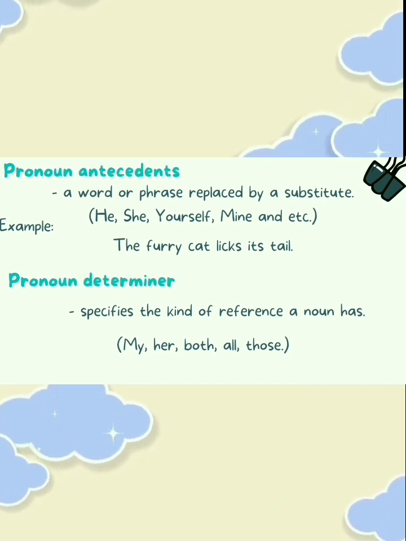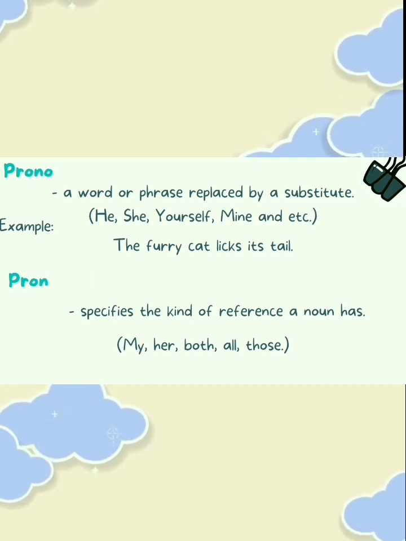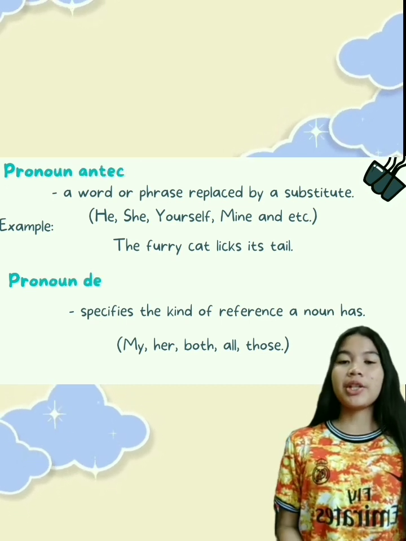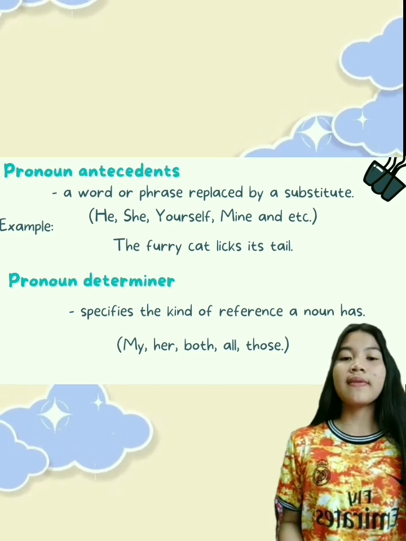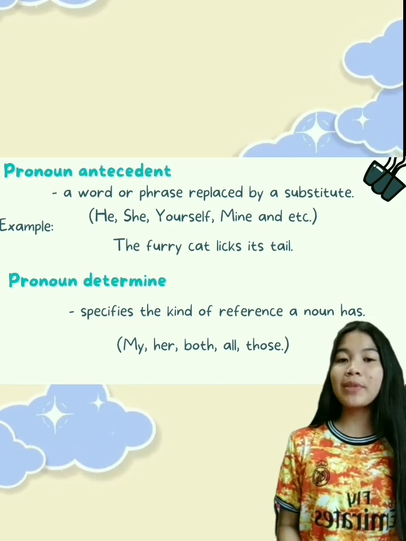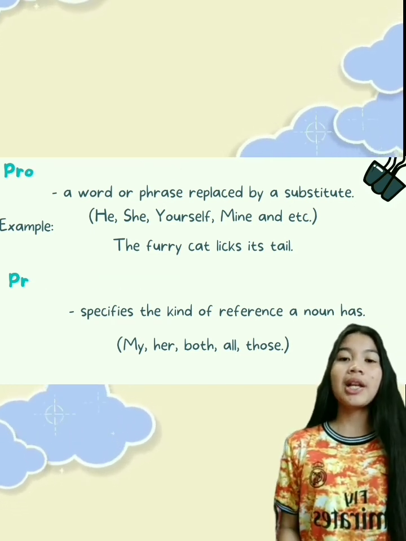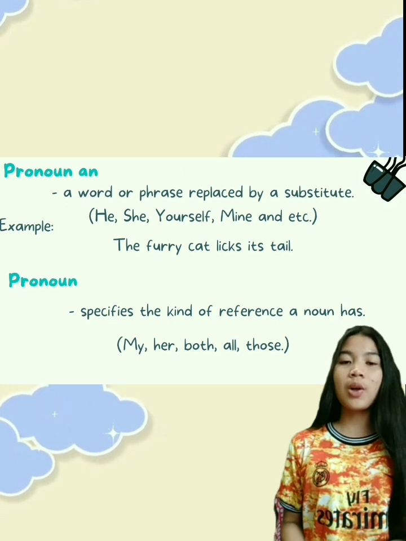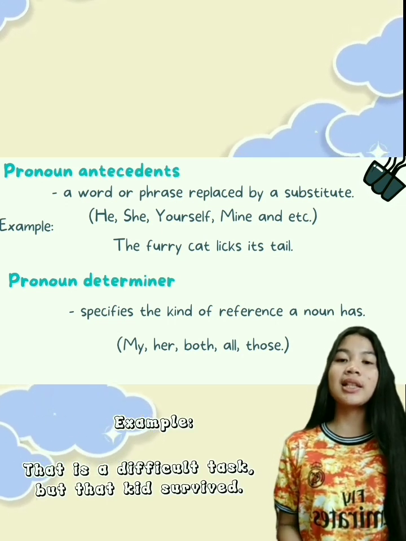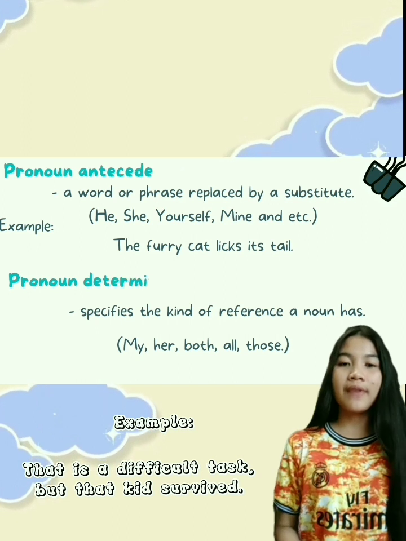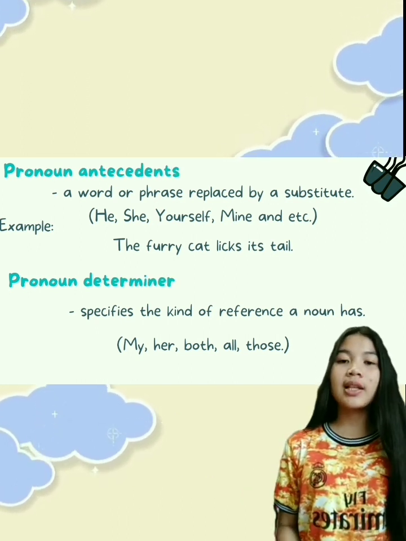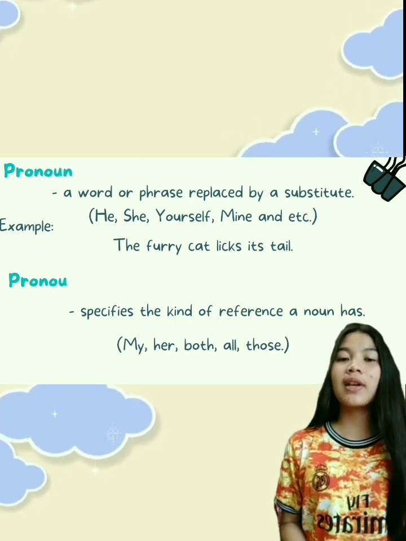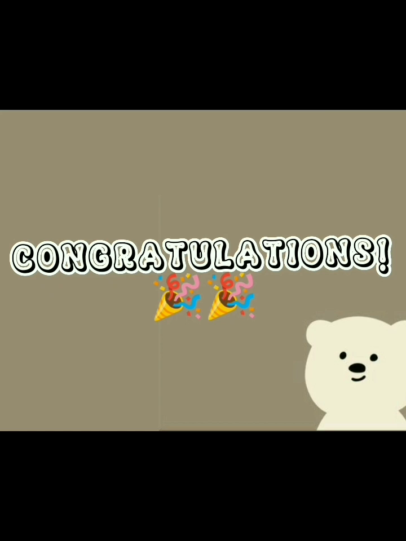Pronoun determiners specify the kind of reference a noun has. These are my, her, both, all, and those. The distinction between the two is that pronouns can stand on their own as the subject of a verb, whereas determiners are only used to modify nouns, not acting as subjects or objects on their own. For example, that is a difficult task, but that kid survived. The first that is a pronoun and the second that is a determiner, since it specifies the kind of reference that a noun has. And that's the end of my discussion.